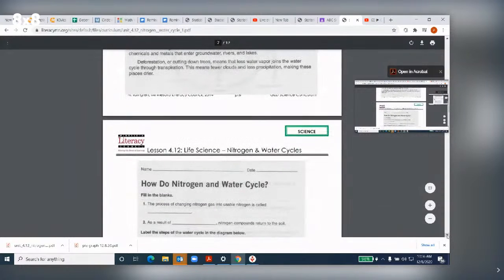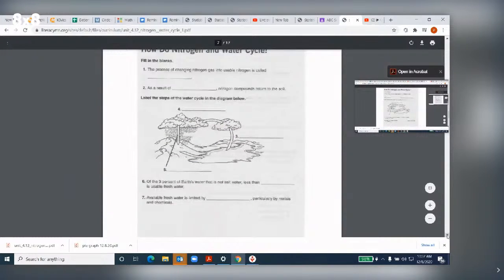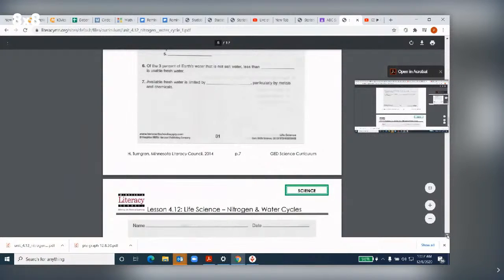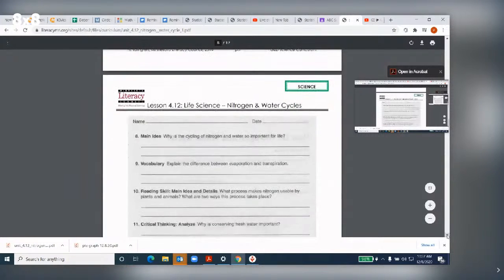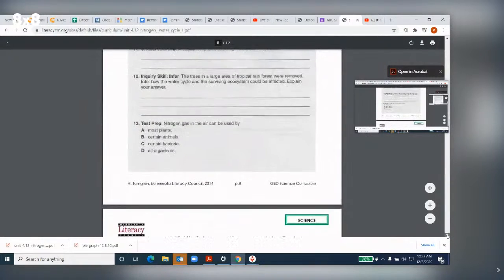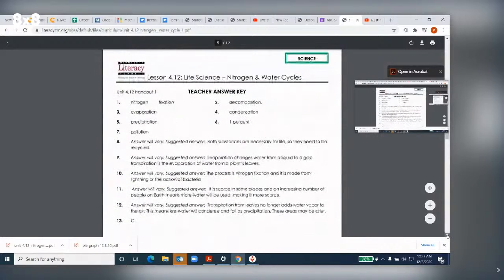Okay, so what this is, is the nitrogen water cycle. These questions right here would be similar to what we just talked about. So you can just go back up to the reading and fill these out. I think there's maybe 10 or 11 of them, 12, and then there's 13, okay. Here are the answers right here, so you can check yourself.